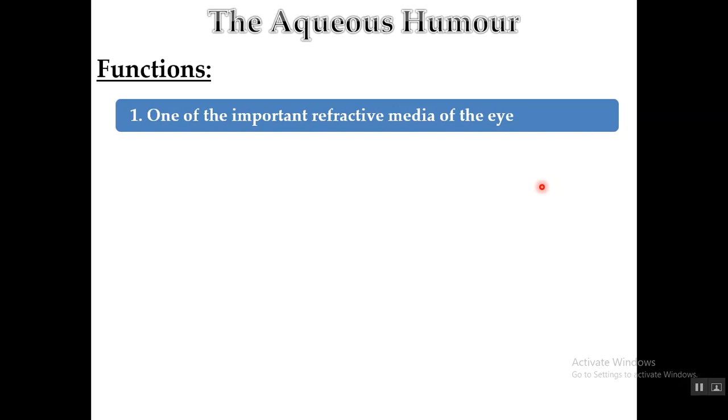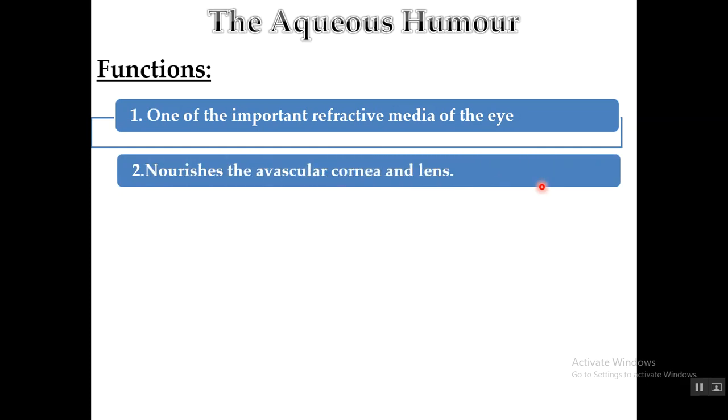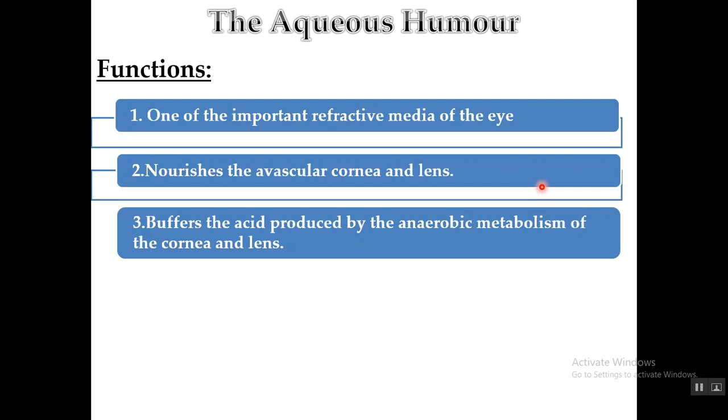So what about the function of the aqueous humor? Number one, it is one of the refractive media of the eye. This is the first function. Number two, it nourishes or supplies nutrients like glucose for the avascular structures, including the cornea and the lens. Number three, it buffers the acid produced by anaerobic metabolism for the cornea and the lens.